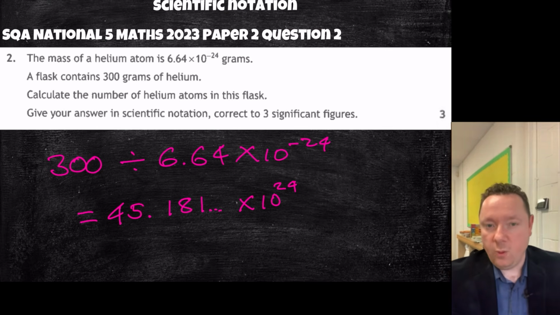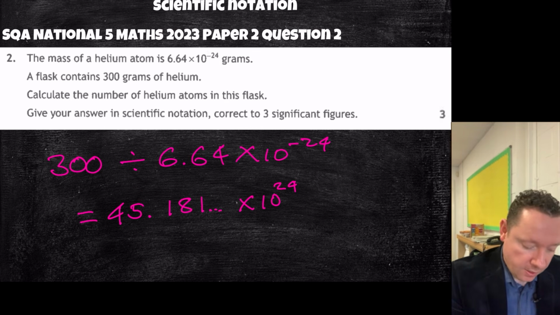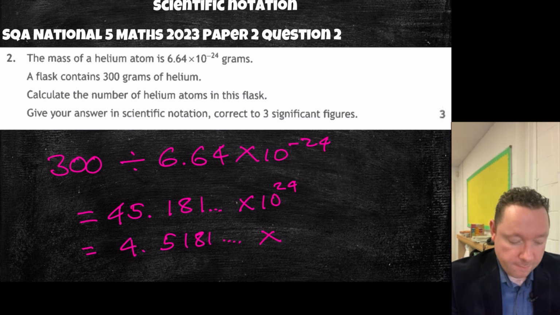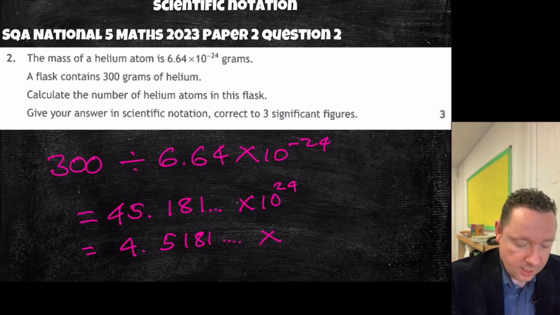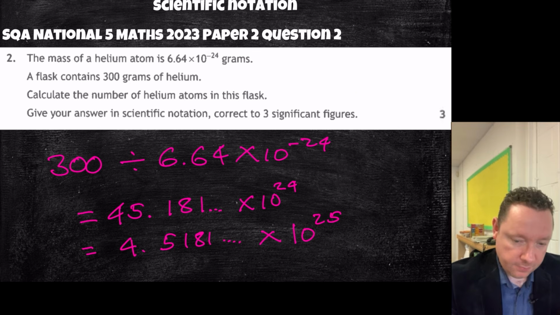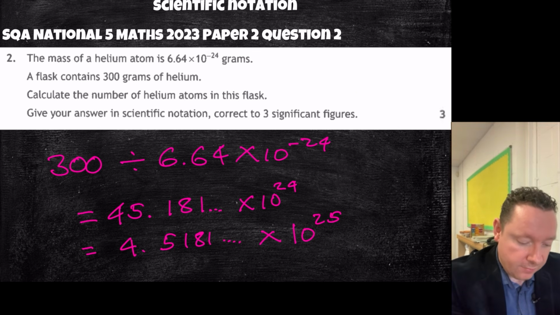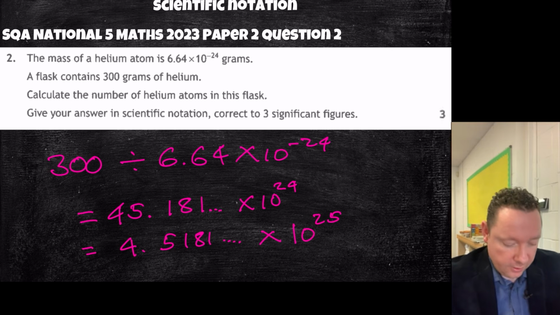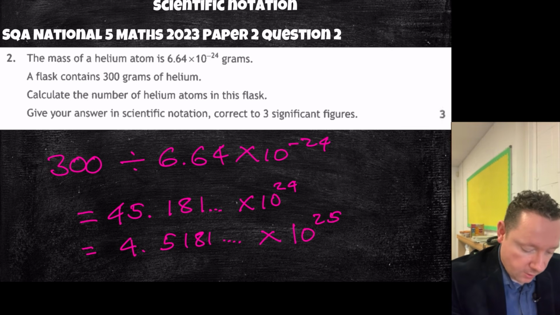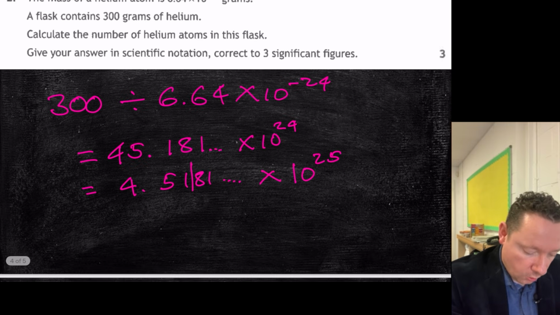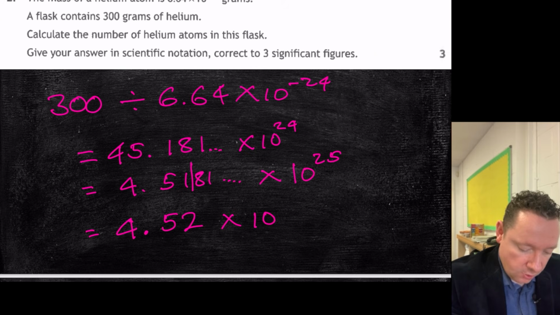Now, my calculator was a bit weird and did that. Your calculator might have given you it as 4.5181, and let's say we had to convert that. I've divided by 10, so my times 10 has to go up by a power, times 10 to the 25. So now the last step says, give your answer in scientific notation, which it is, but to 3 significant figures. So 3 significant figures are 1, 2, 3, round there. So that means that I'm rounding at this point. So I can just do 4.5 round up to 2 times 10 to the 25.